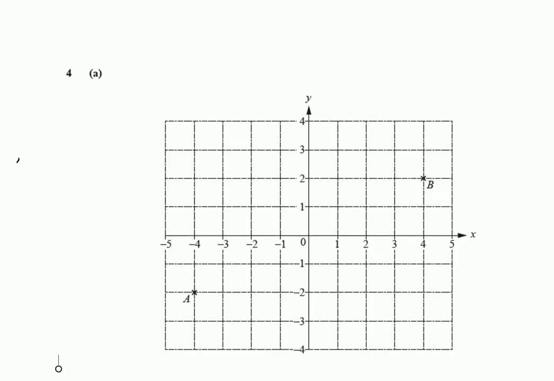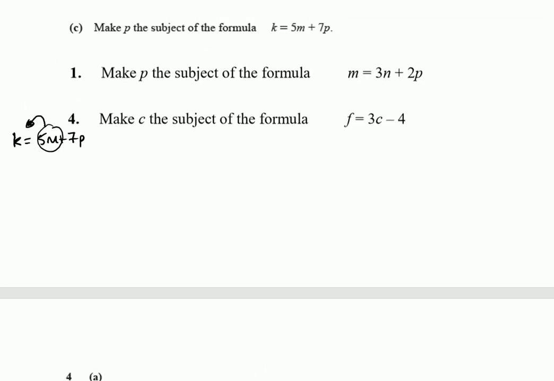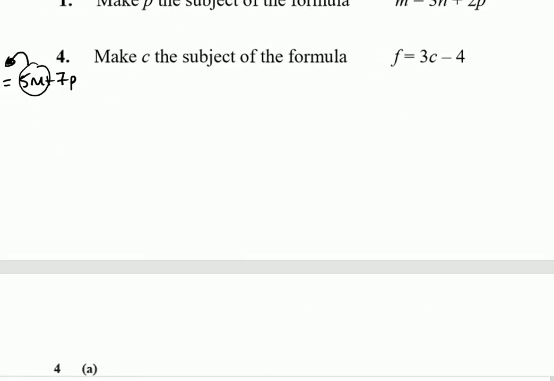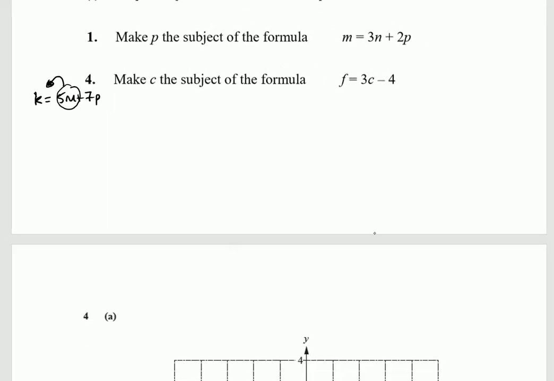So that's going to be k minus 5m equals 7p. Just like if I was solving an equation, I now need to get rid of the 7, and that means I have to divide by 7 over here, and all this has to get divided by 7 over here. Those 7s are going to cancel out on this side, but not on the other side. P equals k minus 5m over 7.